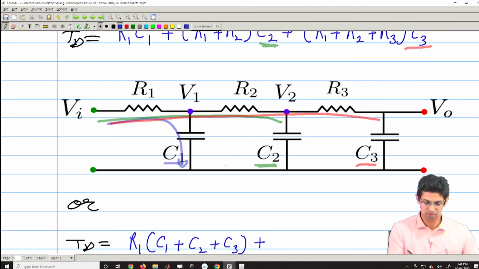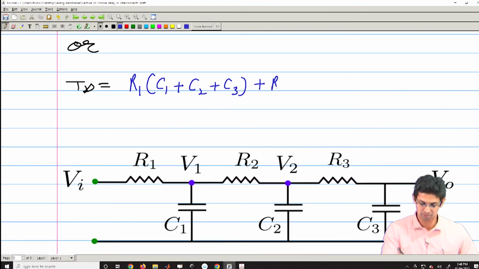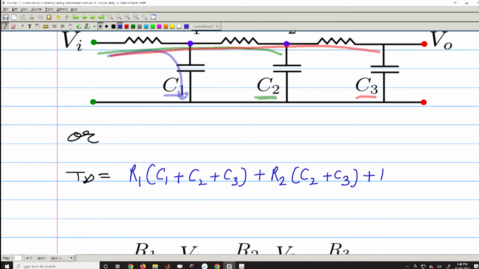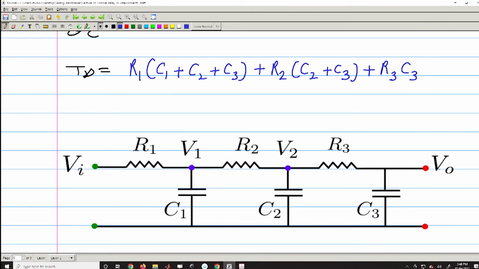Then, if I take the second resistor, similarly I will have a term of R2 into C2 plus C3. So, R2 into C2 plus C3, and then R3 into C3. Now again, if I want to look at the interpretation of this, what is happening in terms of resistors is the following.